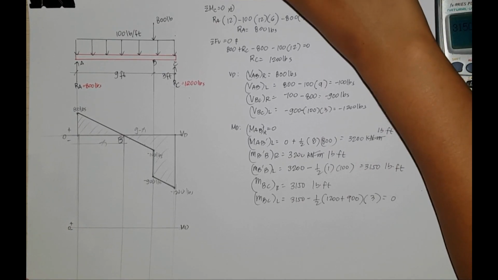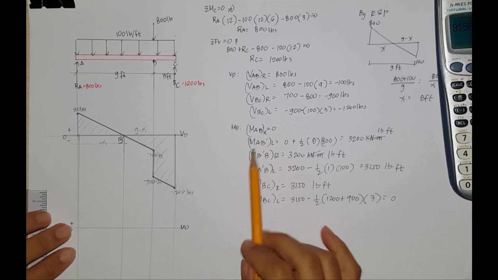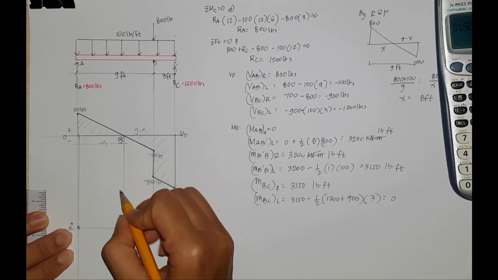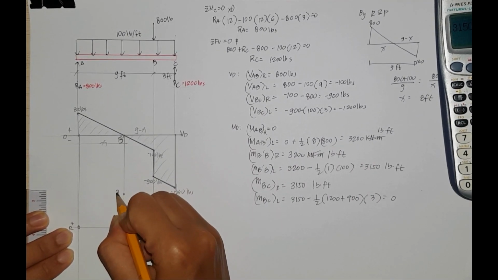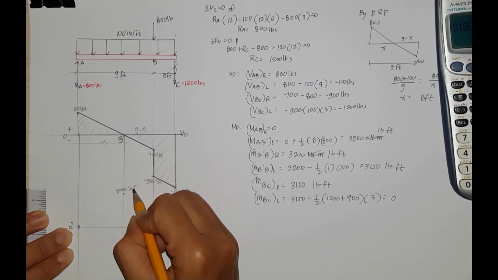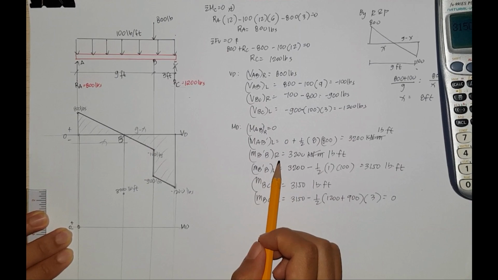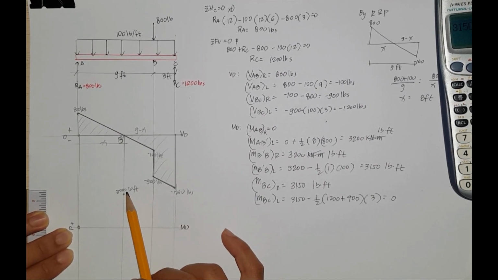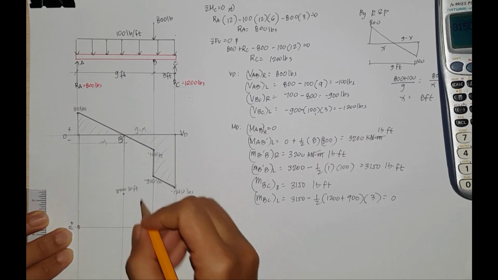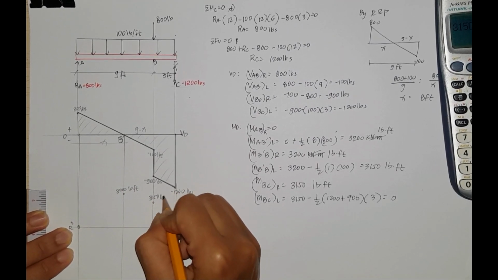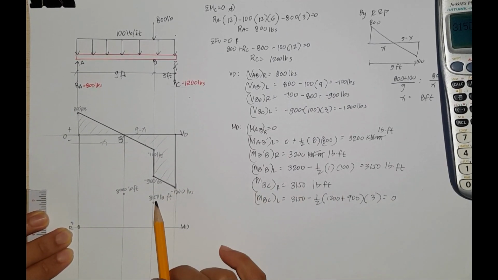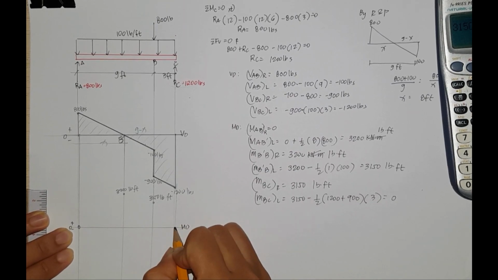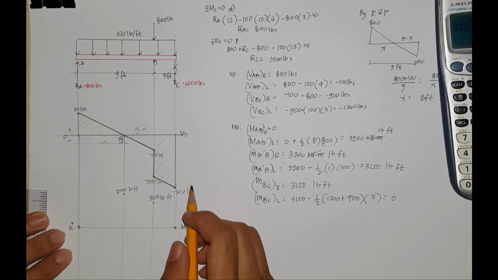So plot natin yung mga points. We have here 0. And then yung left portion ng AB, we have 3,200. Ito yung maximum moment natin. And then, at the right portion ng BB prime, we also have 3,200. And then yung left portion, we have 3,150 pound foot. And then right ng BC natin is 3,150, and then left portion is 0. So yan, na-close yung ating moment diagram.